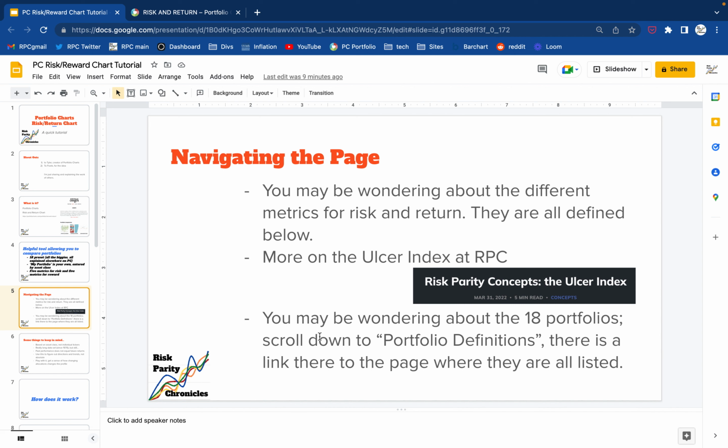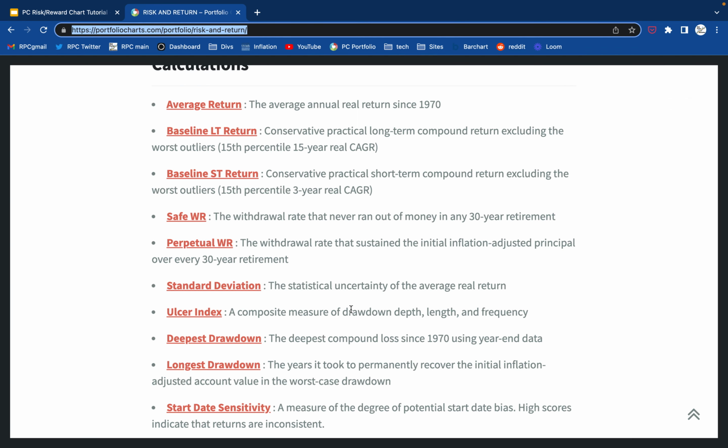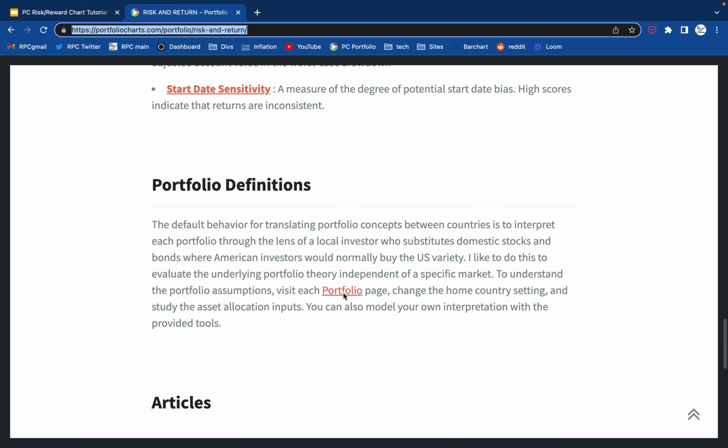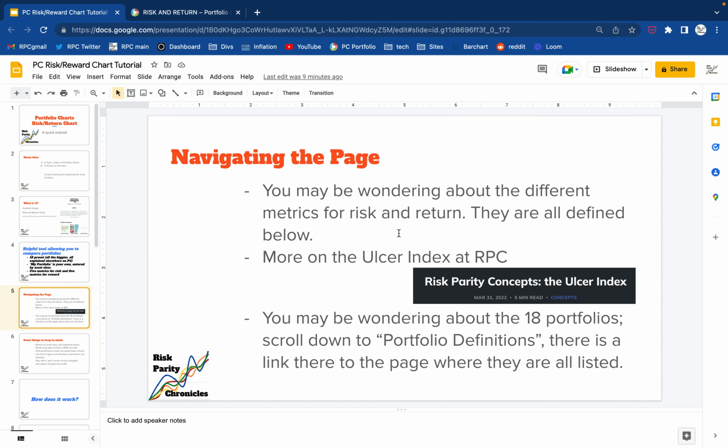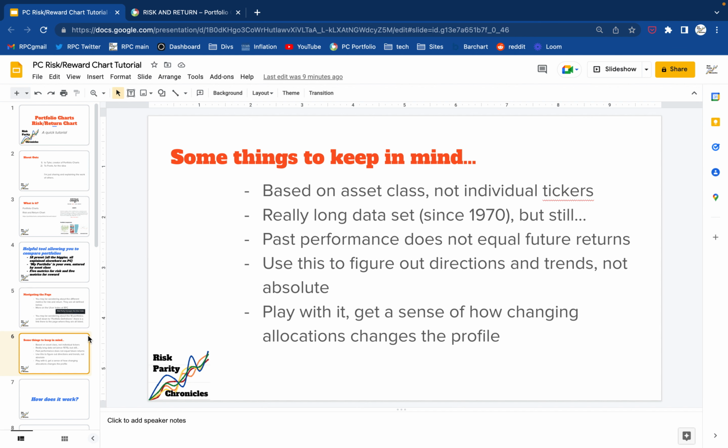And you also may be wondering about the 18 portfolios, the presets, and you can find those by going down here and clicking that page, that link right there, which will bring you to the page with all the portfolios on it. You can read a lot more there, okay? So let's go on to the next thing.